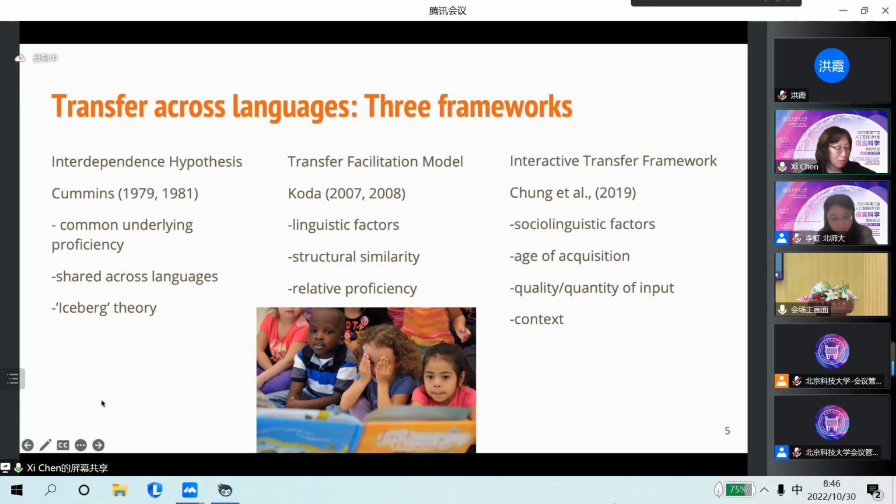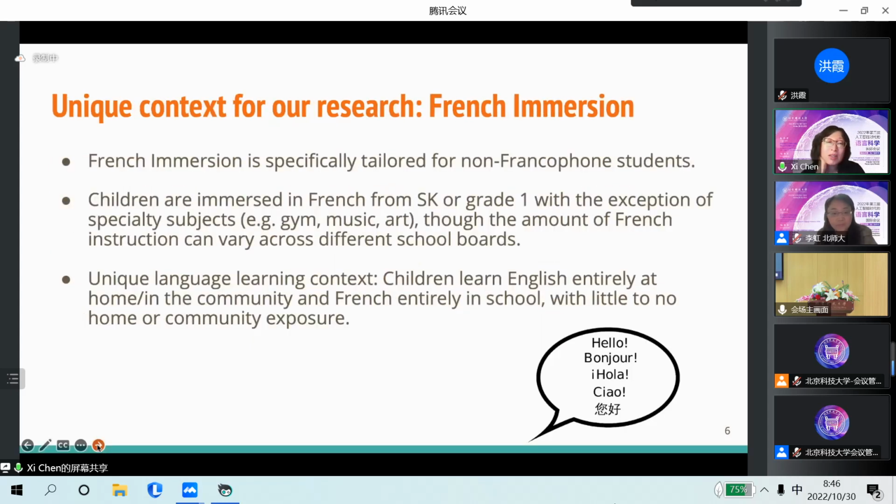All right, so I'm going to move on here. I'll talk about the French immersion context quickly. Both English and French are official languages of Canada. Here, when children go to school, they can choose to go to English schools or French schools. The French immersion program is created for children whose native language is not French. That's why it's called immersion. Francophone children will go to French language schools instead of French immersion.